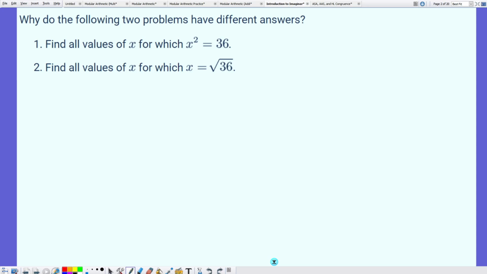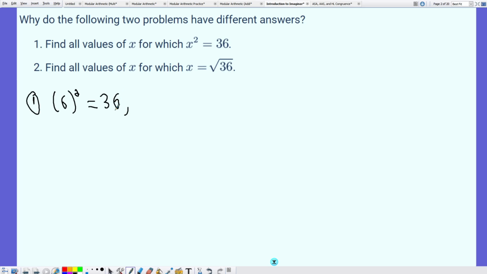Okay, so we're going to do this little problem to help us understand conceptually what's going on when we work with square roots. So, for instance, in this problem, it says, why do we have two different answers? Part 1 says, find all values of x for which x squared is equal to 36. So, for part 1, we could probably tell immediately that, well, 6 squared is 36.